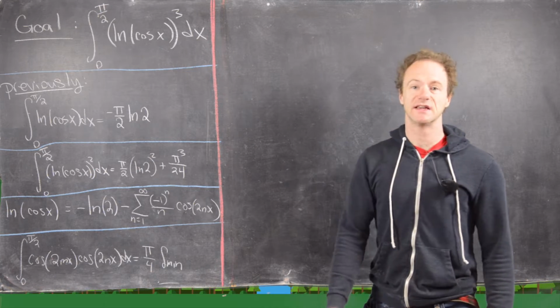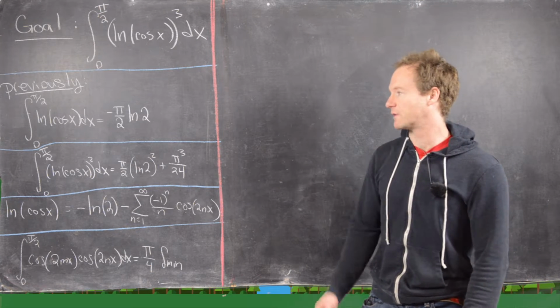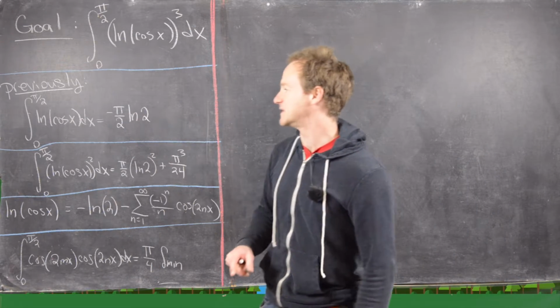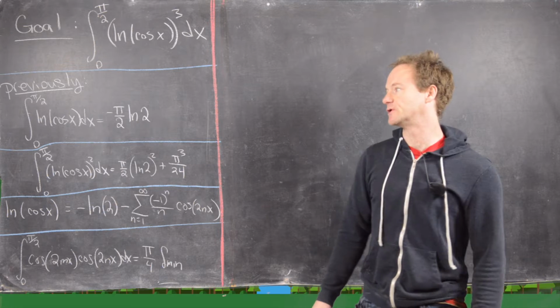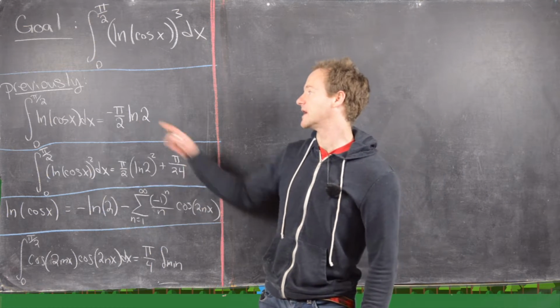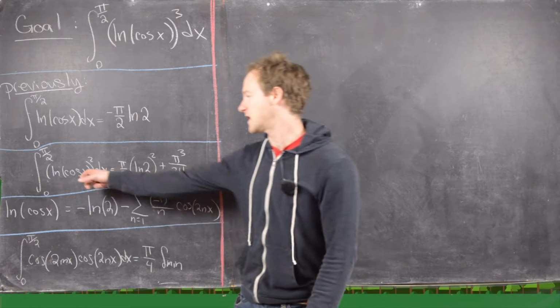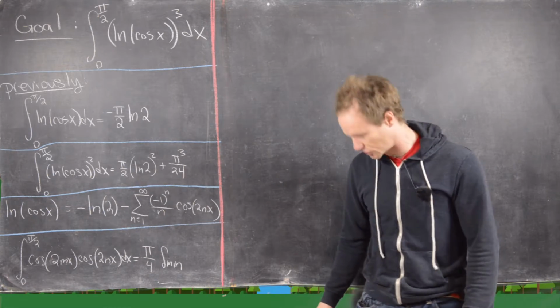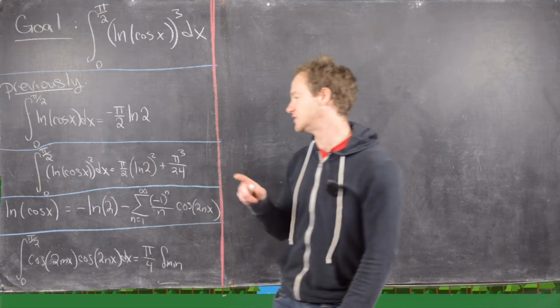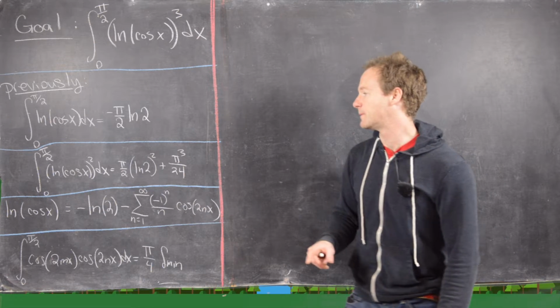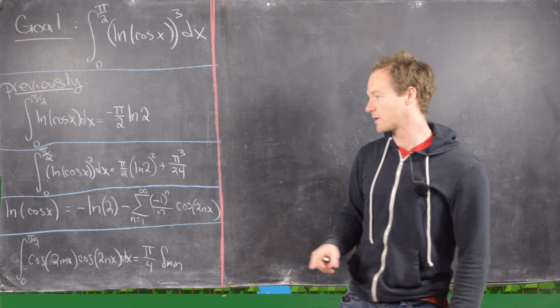So previously in this series, we had these following 4 facts that we've used. The first one is that if we take the integral from 0 to pi over 2 of the natural log of cosine, we get minus pi over 2 natural log of 2. If we do the same thing with the natural log of cosine squared, we get pi over 2 times natural log of 2 squared plus pi cubed over 24.